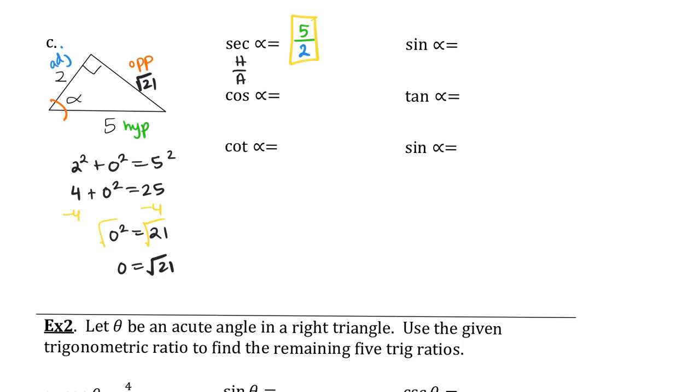Okay, now cosine is A over H. What was A? 2. H, 5. Or I could have said cosine and secant are reciprocals, so if I know one answer, I can flip it and get the other answer. Now cotangent, what is that? Reciprocal of tangent. So instead of O over A, it's A over O. A is 2. What's O? Square root of 21.